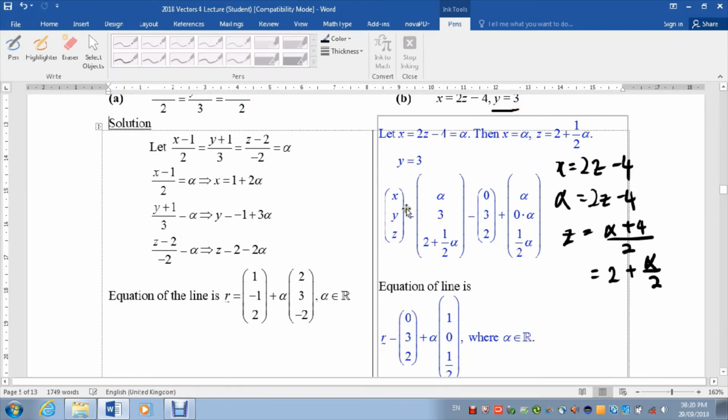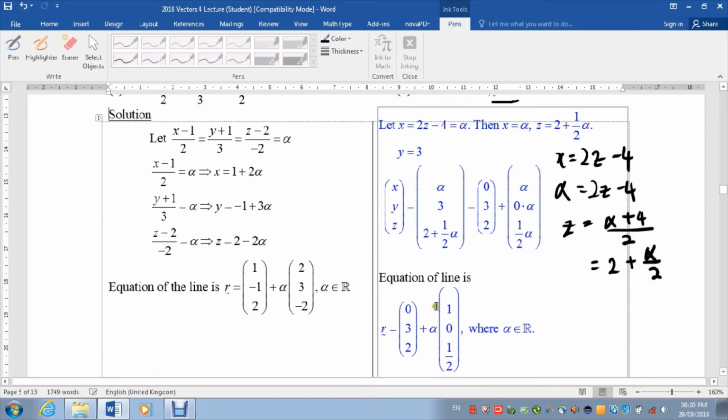Now if you put it in the column vector form x, y, z, which usually represents r, x is lambda, y is 3, and z is 2 plus lambda over 2. Now, pull out your lambda, set it aside. Those terms that have lambda, put in one column vector. Those without lambda in another column vector. Now you can pull out your lambda and you will get the vector equation of a line.